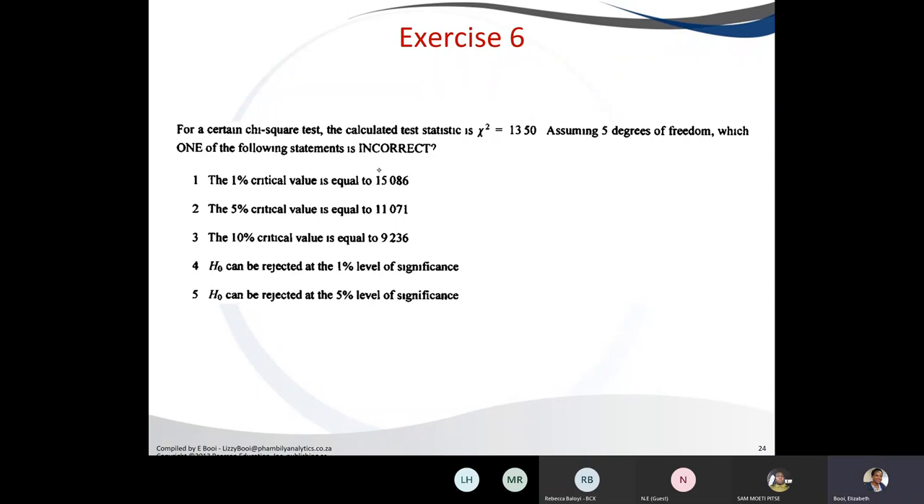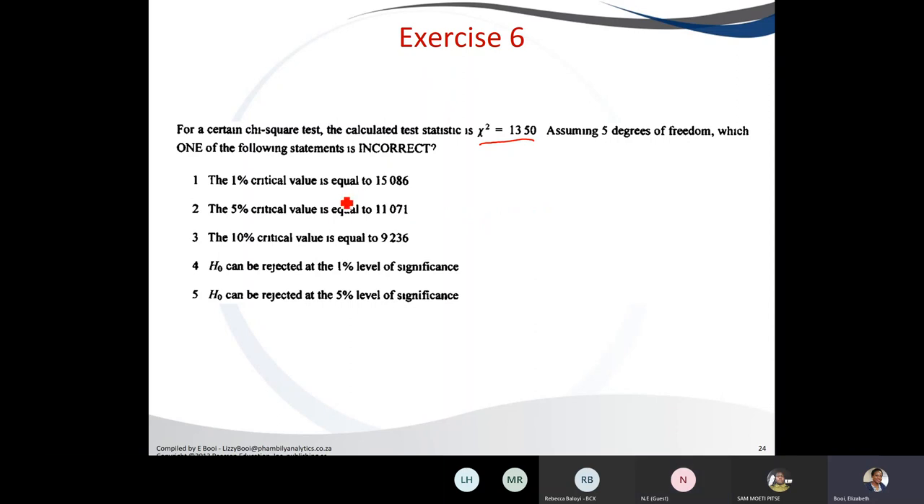A second chi-square test was calculated, and the answer for that chi-square test was 13.50. Assuming that there are 5 degrees of freedom, which one of the statements is incorrect? So it means you're going to do the same as what we did with the previous one. Go and look at the table for your critical value. The first one, you're going to look at the critical value for 1%.